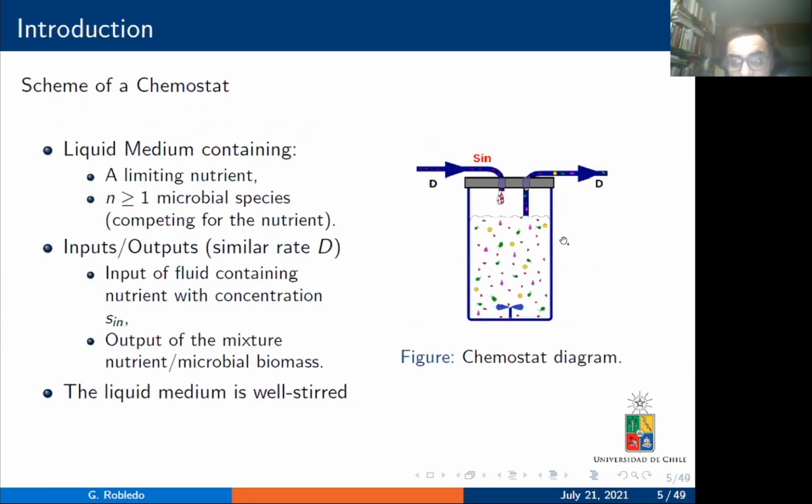We have a vessel with a liquid medium. As you can see, we have inputs and outputs. The chemostat contains a limiting nutrient and one, and possibly more than one, microbial species which consume and compete for this nutrient. This input is only an input of nutrients at rate D with concentration S in, and the output contains a mixture of nutrients and microbial biomass, also with rate D. This helix means that the liquid medium is well stirred.